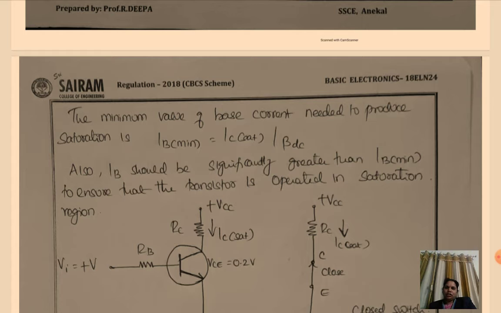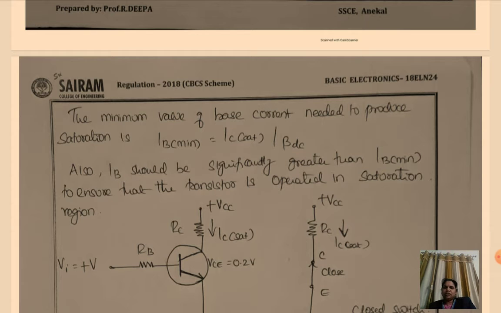In order to make the transistor a closed switch, we need to see whether there is enough base current to make the transistor operate in saturation region. For that, as we know, beta is equal to IC divided by IB. From that I have written what is IB minimum. What should be the minimum value of base current in order to drive the transistor into saturation region? IB minimum has to be equal to IC saturation divided by beta DC.